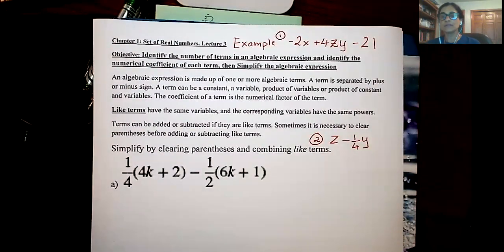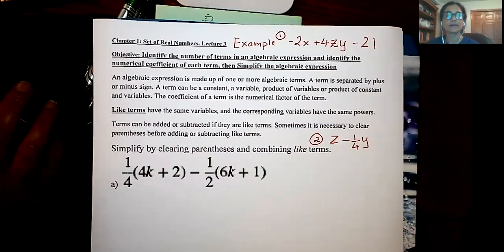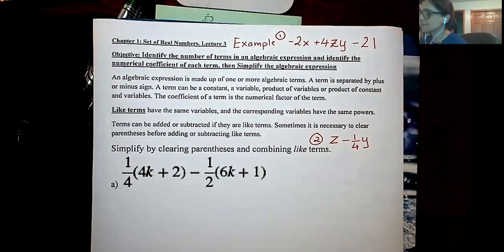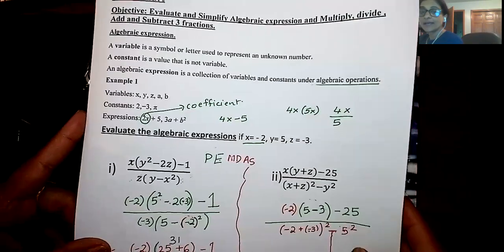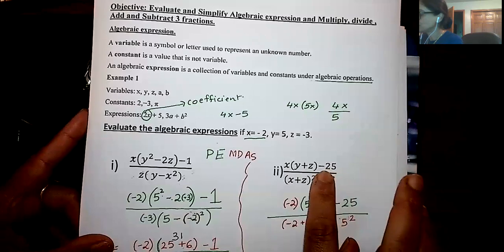Hello, everyone. This is lecture 3 on chapter 1. The objective is to identify the number of terms in an algebraic expression, identify the numerical coefficient of each term, then simplify the algebraic expression. Okay, so we did look at algebraic expressions in lecture 2.